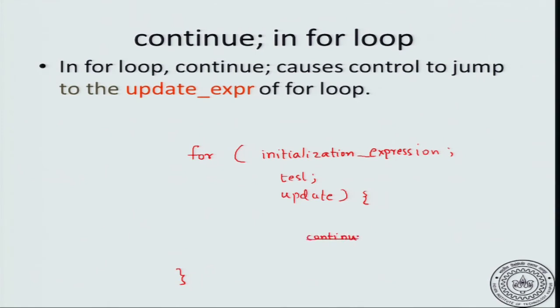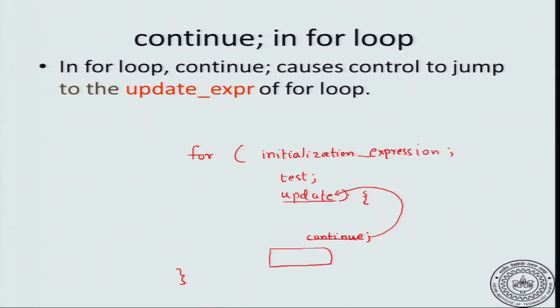In the case of a while loop, it's very clear. You go to the test expression, you go to the next iteration. The only question is in the case of a for loop, do you go to the update statement? And the answer is yes. When you skip the remaining part of the loop, this is the part that you will skip. When you skip that, you go directly to the update statement.